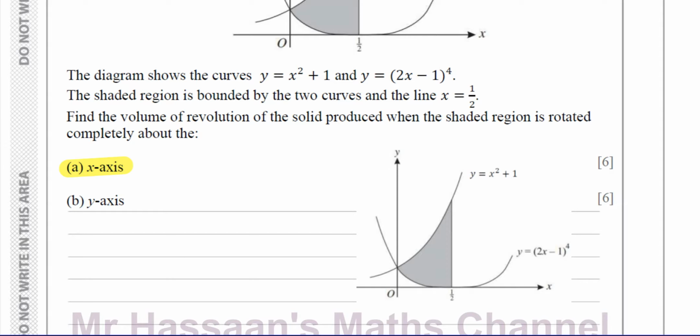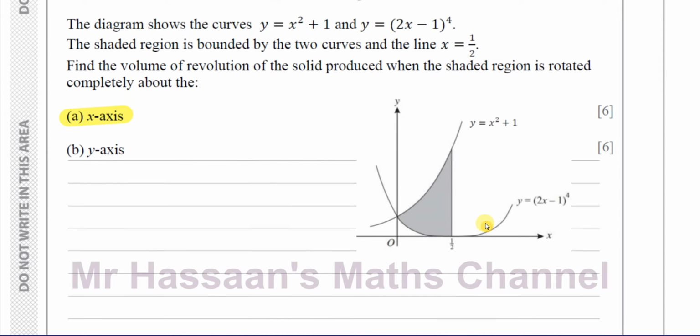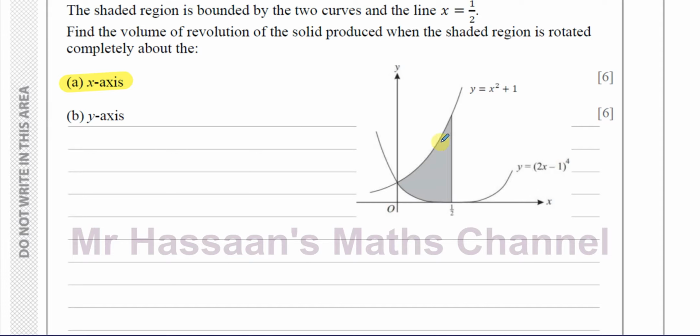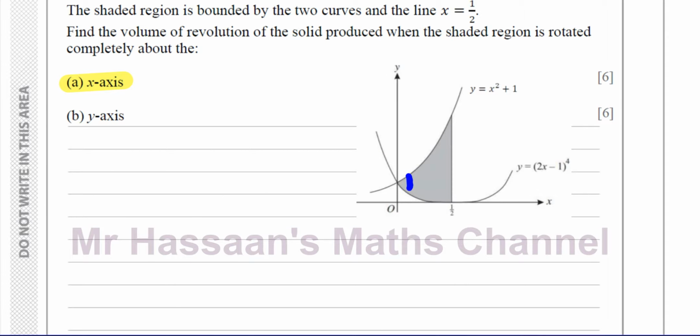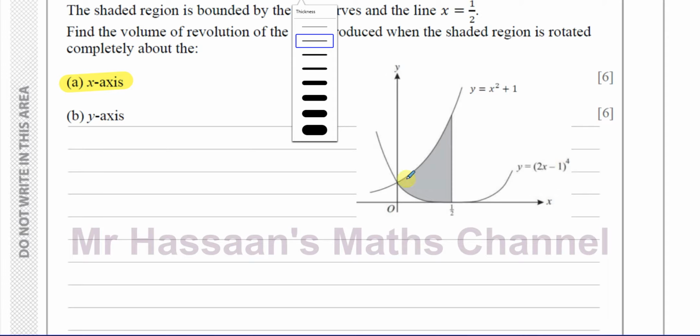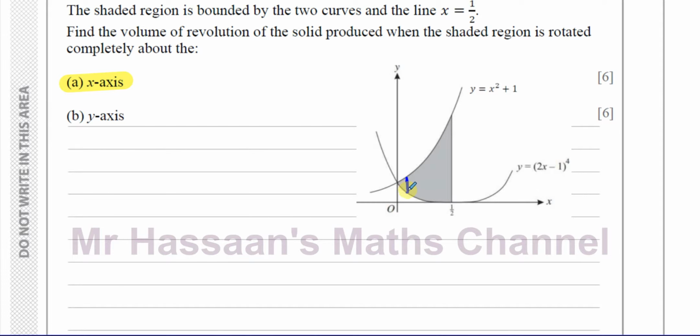We're going to deal with this part first. We have to take this shaded area and rotate it around the x-axis. You can see there's going to be a gap in the solid that we get when we rotate this. One way of dealing with such a question is to think of a small rectangular part, a really thin rectangle, and that part is going to be rotated around the x-axis.